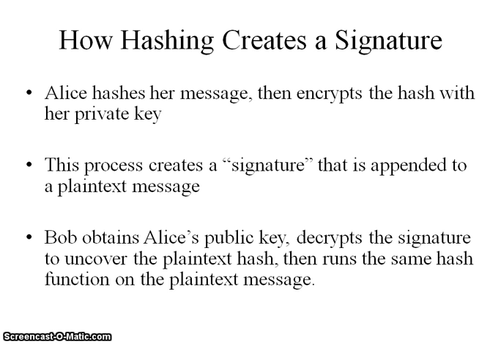How does hashing create a signature? This is the complete process to create the signature for any message. Alice hashes her message, then encrypts the hash with her private key. This process creates a signature that is appended to the plain text message. Bob obtains Alice's public key, decrypts the signature to uncover the plain text hash, and then runs the same hash function on the plain text message.